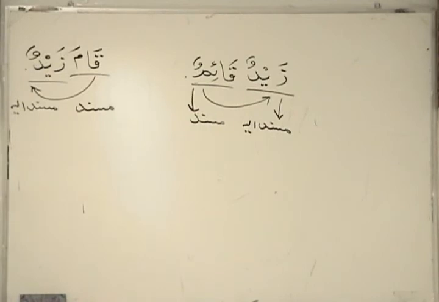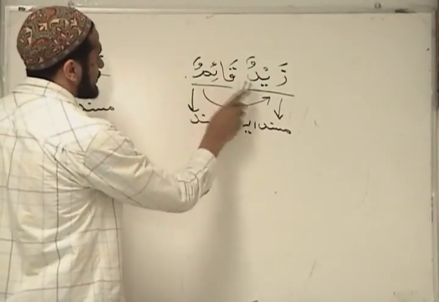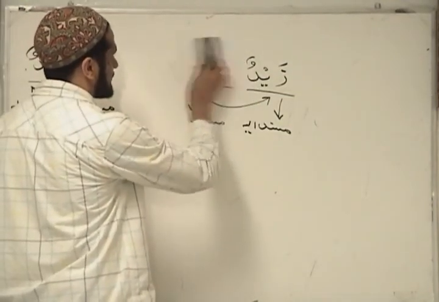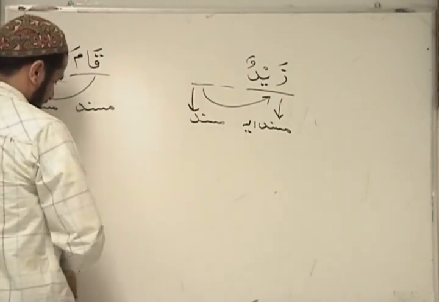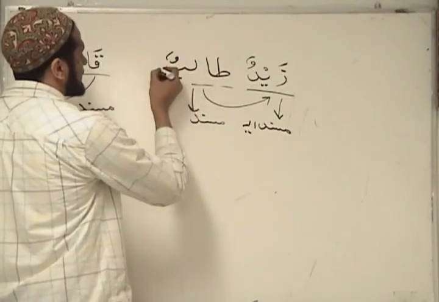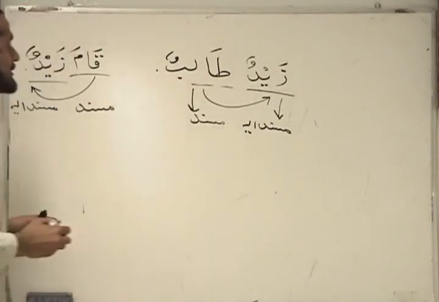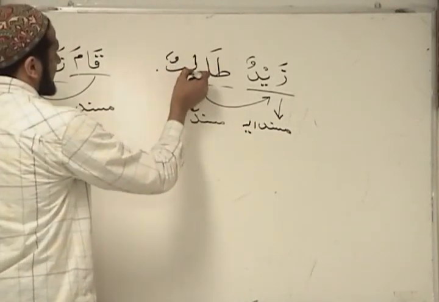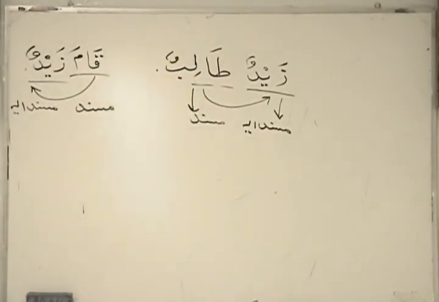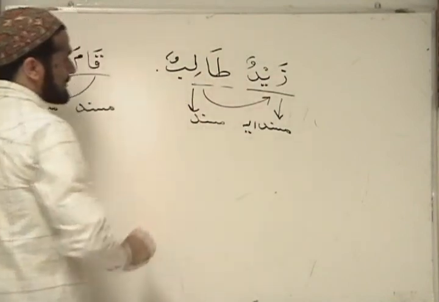Qama Zaydun, Zayd stood. So make sure you know in each one of these two sentences the musnad ilayh and the musnad. Let's review this again. Zaydun qa'im. How about we change qa'im because it might confuse you. Zaydun talibun. Zayd is a talib, he is a student. So in this case now we have two isms. This is a jumla, this is a sentence. Ismiyya or fi'liyya? Ismiyya, because the first part is an ism.